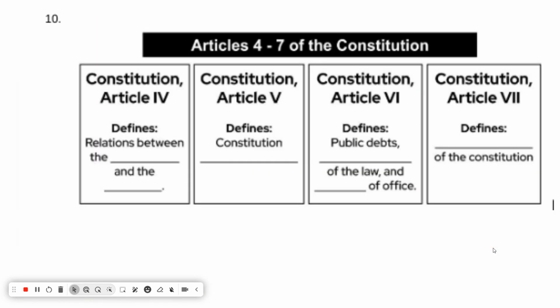So, Articles 4 through 7 of the Constitution. Article 4 defines the relations between states and the nation. Article 5 contains our amendments. Article 6 talks about public debt, the supremacy of law, which basically means that the Constitution is the highest law of the land. And it also talks about the need for oaths of office. And finally, Article 7, the last of our articles here, defines ratification of the Constitution, the rules that have to be abided by to make the Constitution the law of the land.